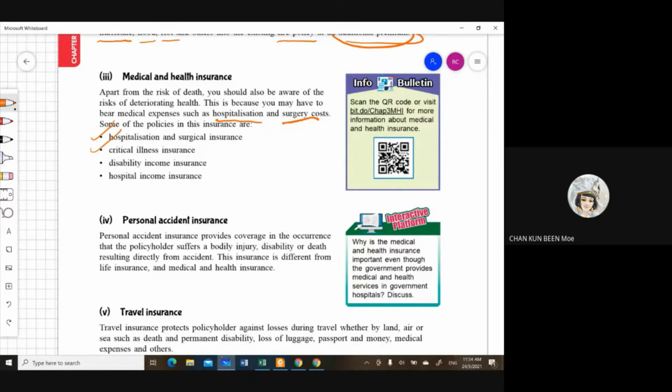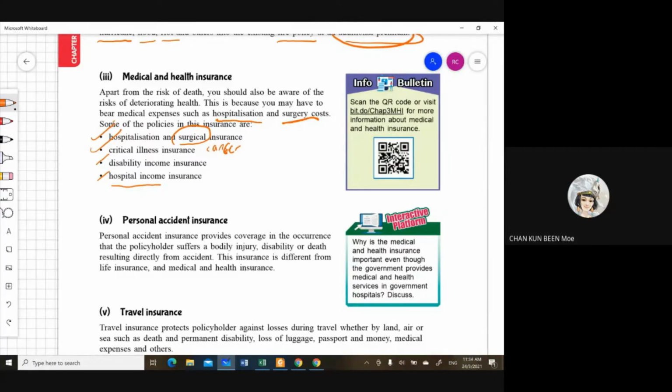Critical illness, such as, I'm sure you know, cancer or dialysis and so on. And then disability income insurance, meaning that you cannot go to work. And then hospital income insurance, meaning if you need to go for surgery, you will have to stay at the hospital, and sometimes they have cover for hospital income. It depends on how many days you stay, then maybe one day 100 ringgit, 2 days 200 ringgit. They have this kind of policy.